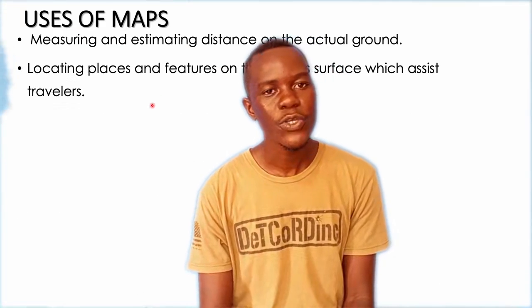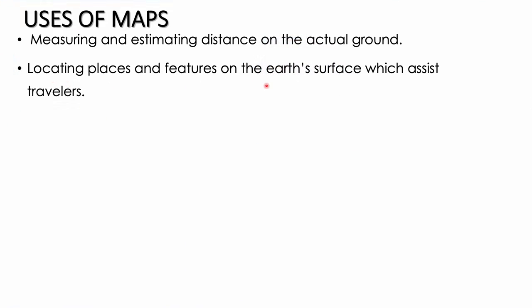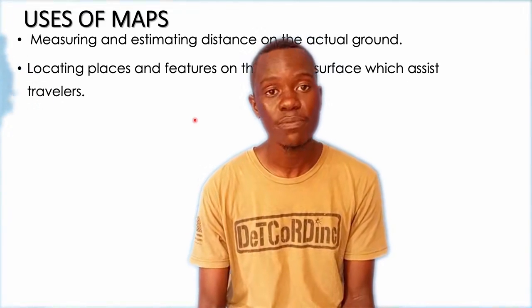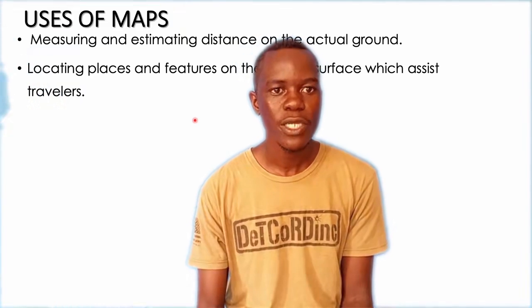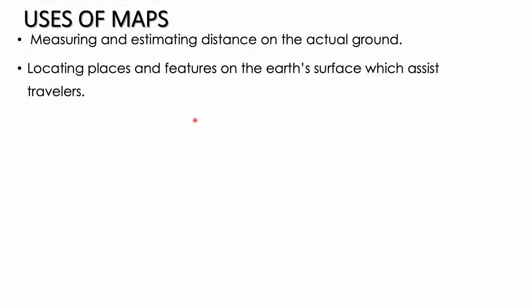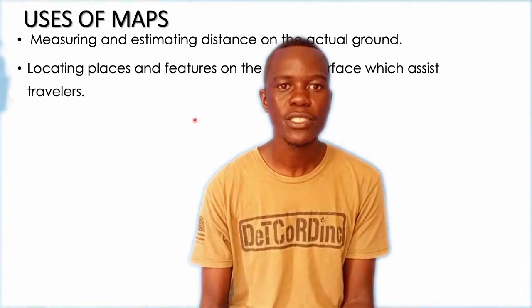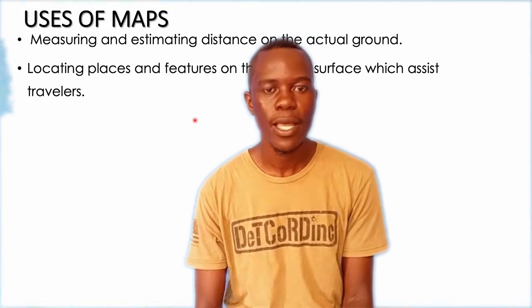The other use of maps is locating places and features on the Earth's surface, which assists travelers. As we were saying, maps show different features as well as places of the world. Now it is easier for people to tell a particular place or feature because they are able to read the map. So people are able to read about other places, even though they have not been there, just because they have the map.